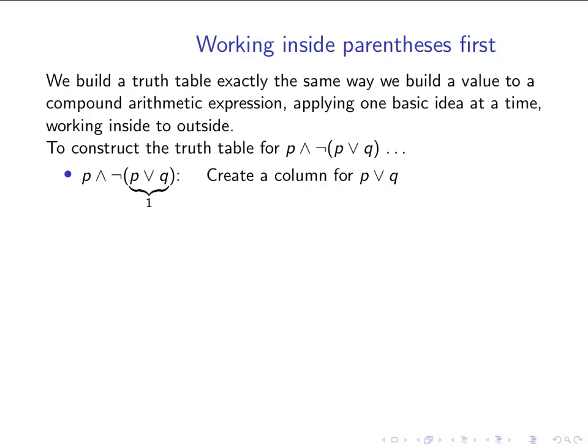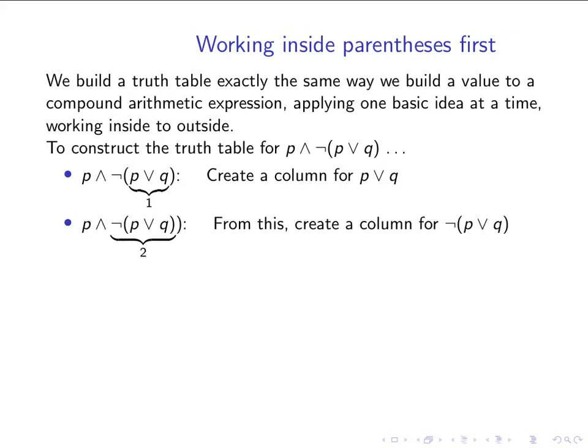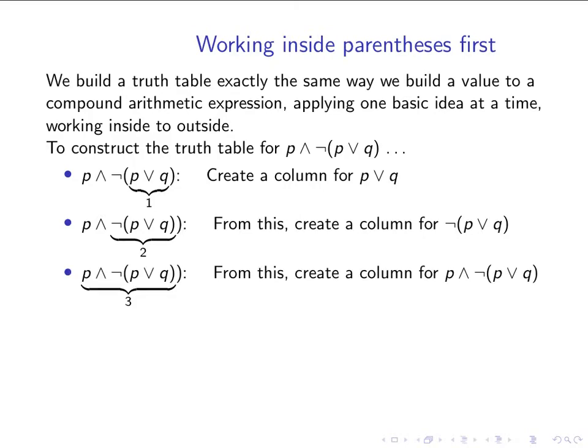So here it is written down step by step. We'll first create a column for P or Q, because that's the thing that's inside the parentheses the furthest. I will use that to create a column for not (P or Q), with an extra set of parentheses there for no reason. And finally, we'll be able to create a column in the truth table for the whole thing.